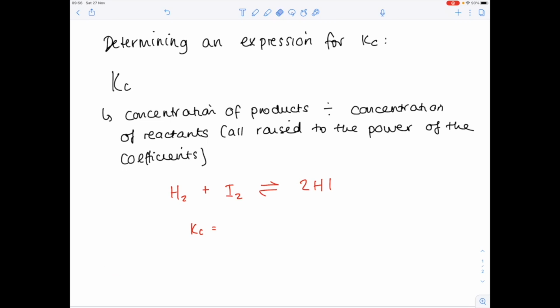So let's reread our definition. It's the concentration of products. So there's our product in that concentration bracket, divided by the concentration of reactants. So our reactants are both hydrogen and iodine, raised to the power of the coefficients. So let's check the coefficients. 1 and 1, so we don't change this value. The crucial thing here is the 2, and we raise it. So we make a power out of it, which is why this is the final answer. So this is your expression for Kc.